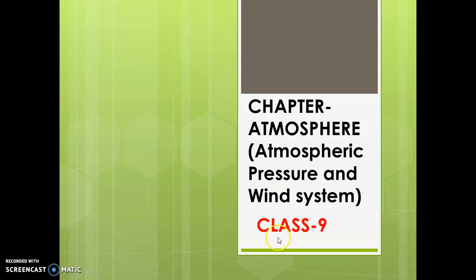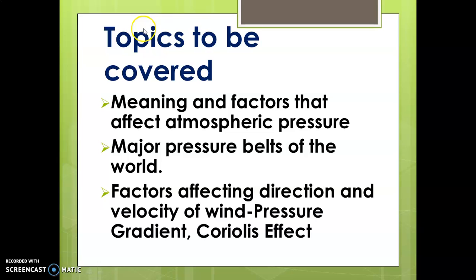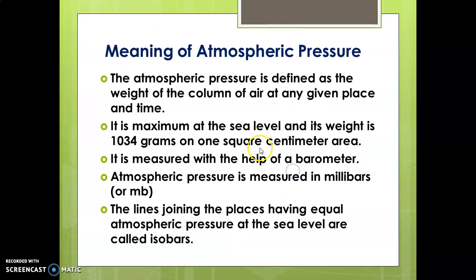Good morning students. Let's start with a new topic, atmospheric pressure and wind system, of the chapter Atmosphere. In this video today I am going to explain what is atmospheric pressure, what are the factors affecting atmospheric pressure, major pressure belts, and what are the factors affecting direction and velocity of wind. So let's start with the meaning of atmospheric pressure.